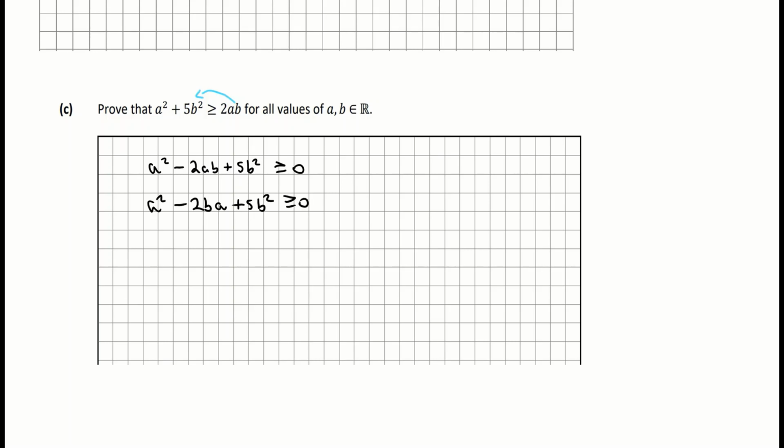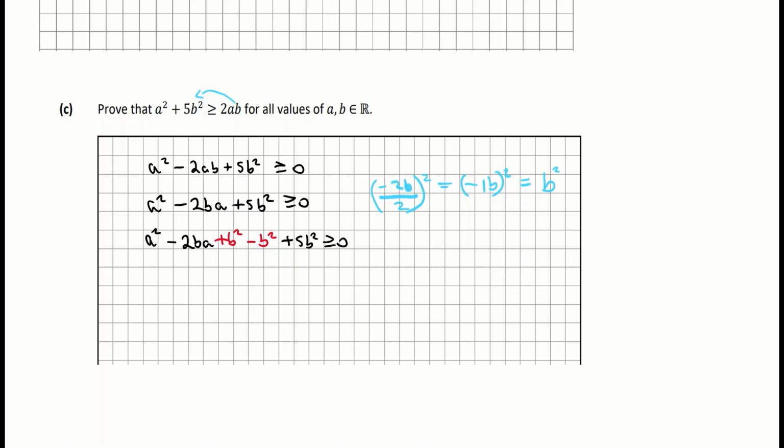Now I'm going to complete my square. Completing the square tells me to divide the coefficient of the x, minus 2b, by 2, and square that value. So that's getting me minus 1b all to be squared. Minus by minus is plus, b by b is positive b squared. So I'm now going to come over and rewrite my quadratic. A squared minus 2ba, and now I'm going to add and subtract my b squared. So plus b squared minus b squared, because that's still 0, plus 5b squared greater than or equal to 0.